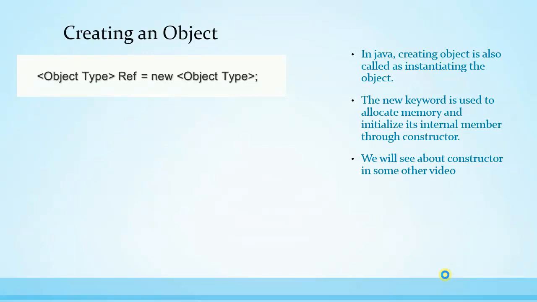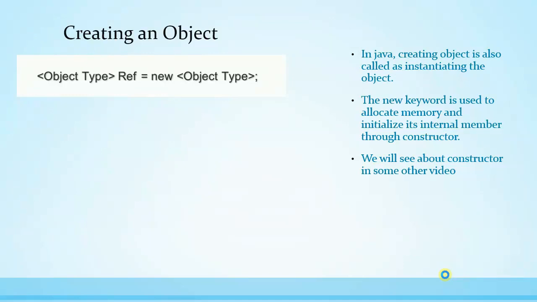So the new keyword not only allocates the memory, after allocating the memory it makes a call to the constructor. The constructor is kind of a function, so it will invoke that function. In this video we are not going to look into the constructor. We will study about constructor in some other video.